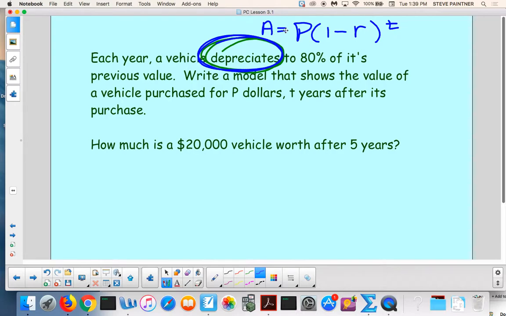This brand new car for $20,000, who knows if it's brand new, but I think it's brand new, is worth what after 5 years? Once you write the formula, plug it in, see what you get. Anybody got an answer yet? $6.04. That's what I said. $6.04. Does that make any sense? No! You're not going to buy a brand new car and sell it for $6.